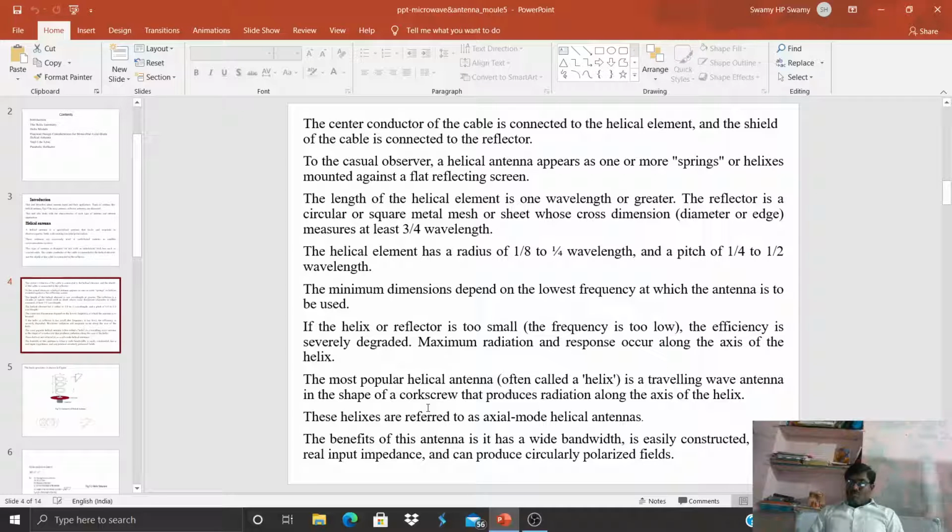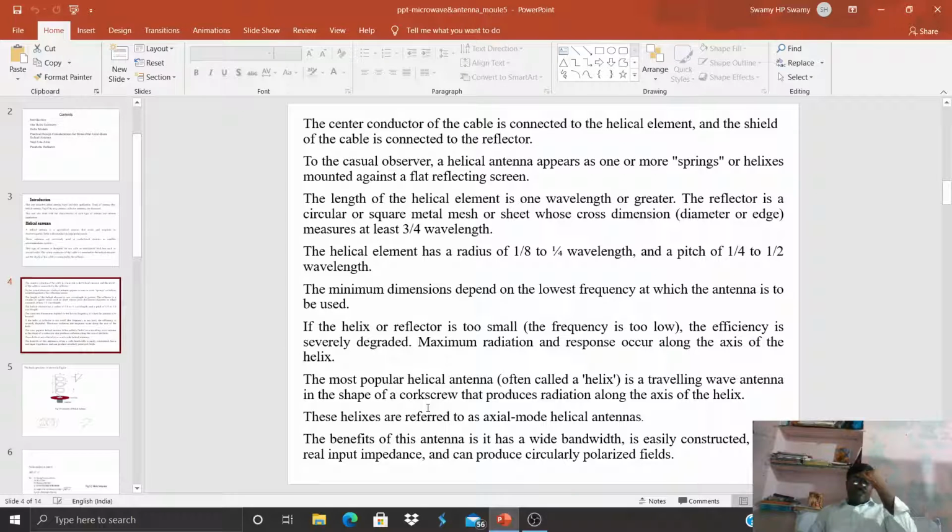What are axial mode helical antennas? A helical antenna is in the form of a traveling wave antenna. It is in the form of a corkscrew. Its radiation is along the axis of the helix. Such types of antennas are called axial mode helical antennas.